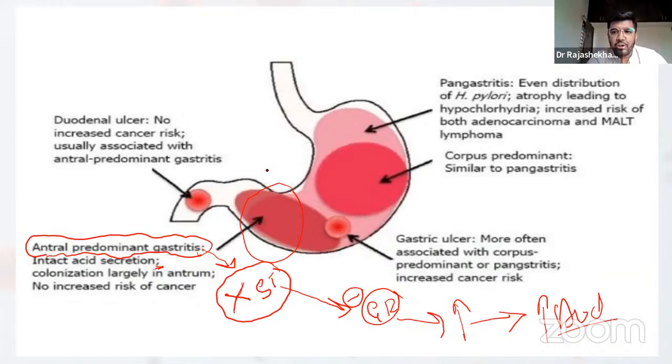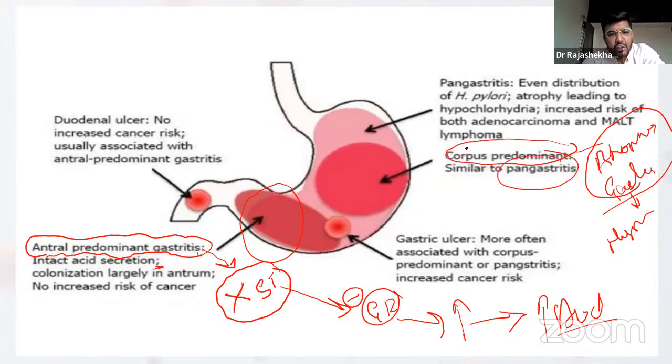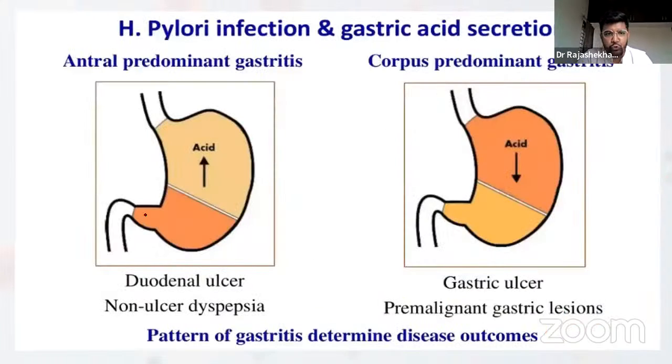Whereas in the corpus predominant gastritis, the body of the stomach, the somatostatin producing cells are very few. Here, it usually causes atrophic gastritis, and also it causes hypochlorhydria due to destruction of the acid producing cells. So it is usually atrophic gastritis in a corpus predominant or pan-gastritis. Whereas in case of antral predominant gastritis, it is usually an ulcerative gastritis. So this particular site predominance of H. pylori you should know of.